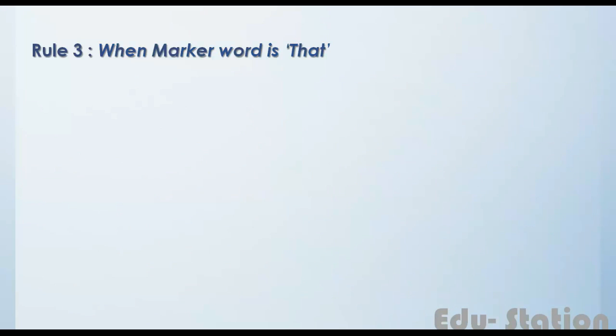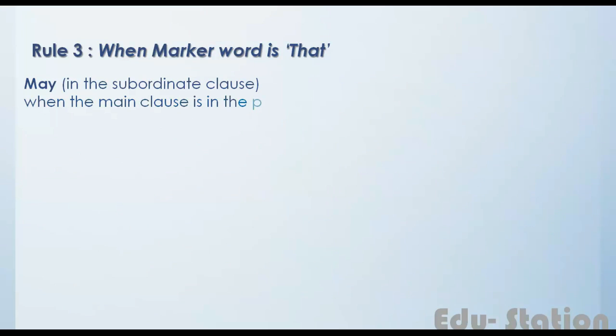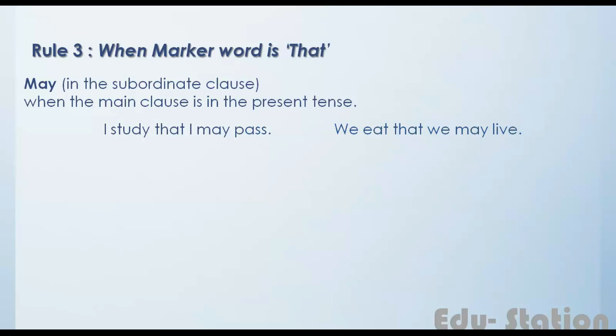Rule number 3. When marker word is that. When the main clause is in the present tense, may is used in the subordinate clause when marker word is that. For example, I study that I may pass. Here, that is used as a marker word and the main clause is in the present tense. So, we have to use may in the subordinate clause. The other example, we eat that we may live. I will study that I may pass.